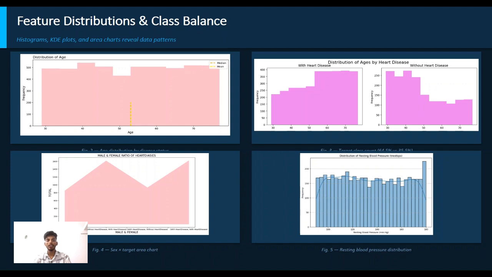In feature distribution and class balance, I also analyzed how each feature is distributed across patterns. This data shows a slightly higher number of positive cases, around 64.5%. Interestingly, both male and female patients show an almost equal distribution, so the disease affects both genders similarly in this dataset.